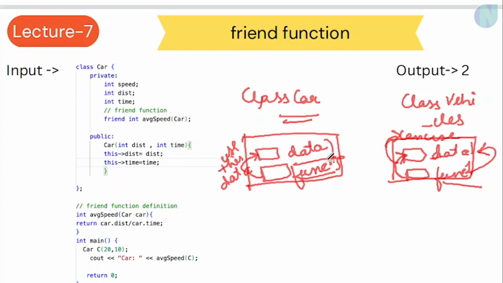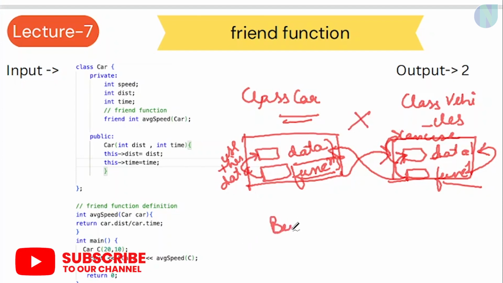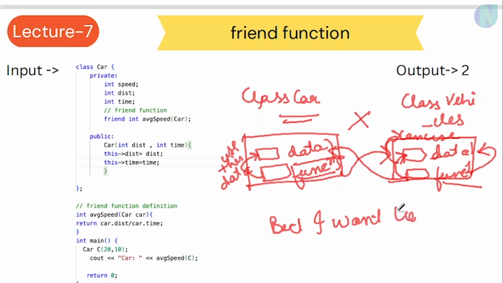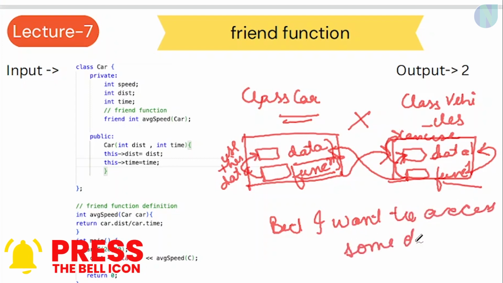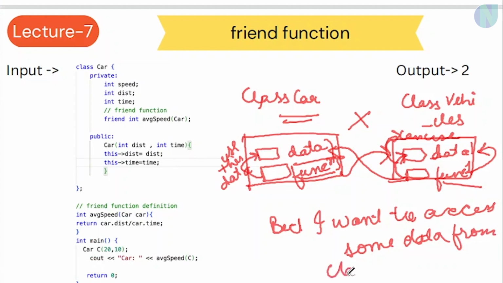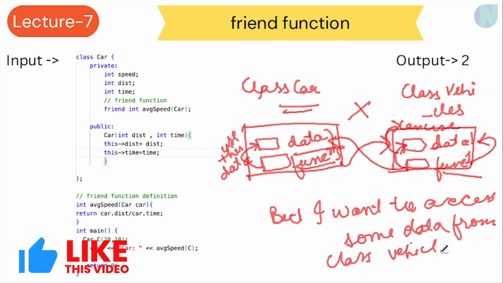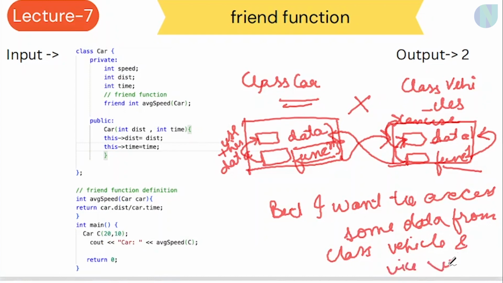But what if this particular function wants to access this particular data, or this particular function wants to access this particular data? This is not allowed. But I want to access some data from class vehicle and vice versa. So now what should I do? Consider function 1 wants to access data and function wants to access data 1. In this case, friend function comes into the picture.